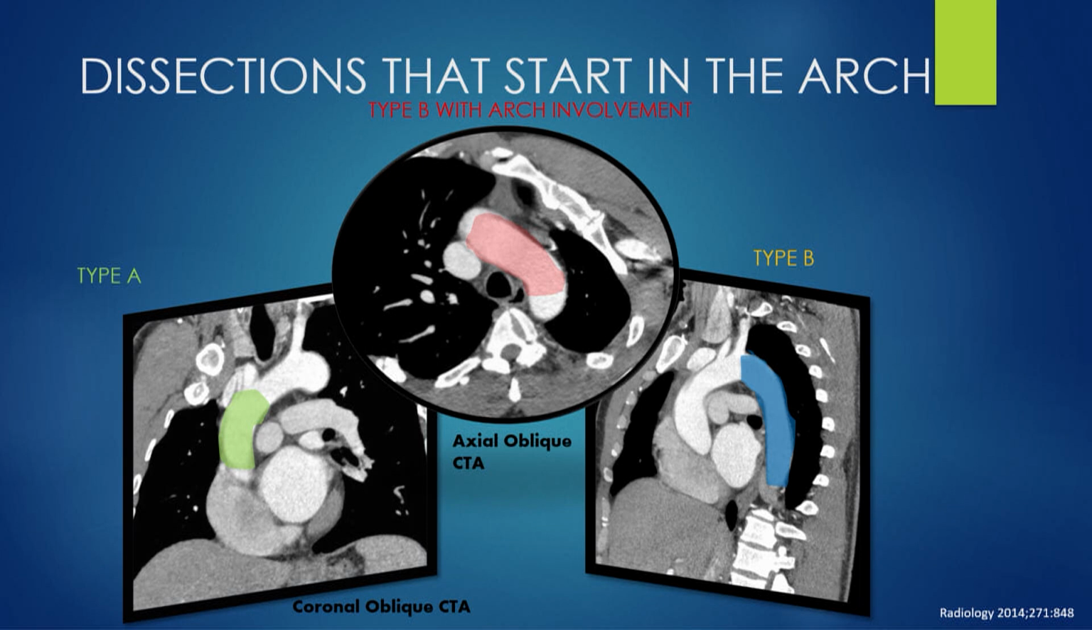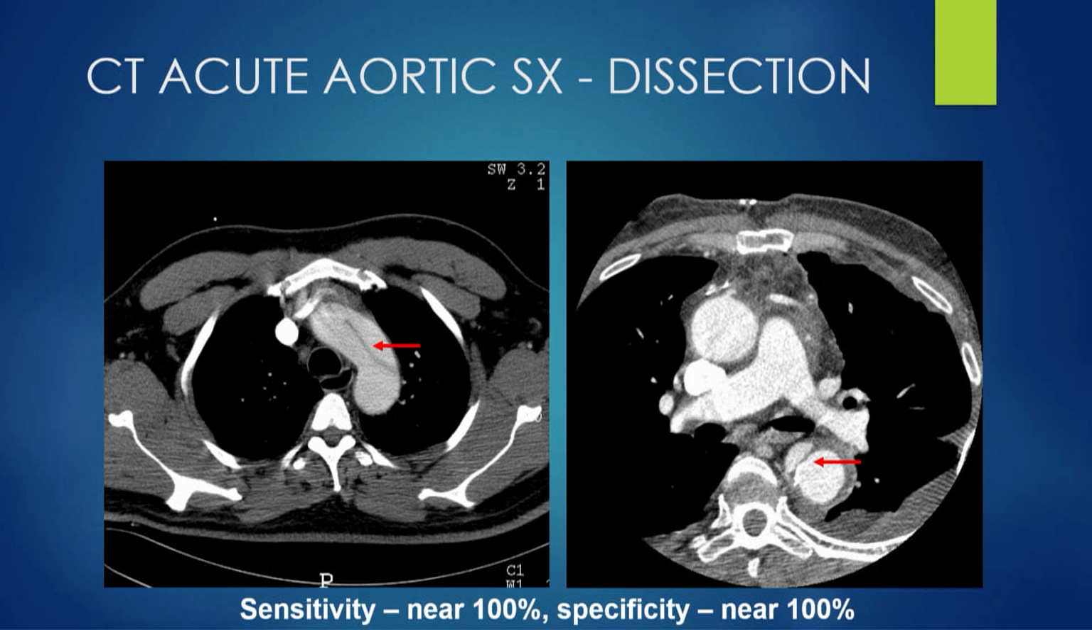Because in most cases, they're treated more like a type B, with an EVAR or medical management with a stent extending into the arch. So that's how they're generally going to be labeled. Whereas in the original classification, the arch wasn't actually considered. We all know what they look like.